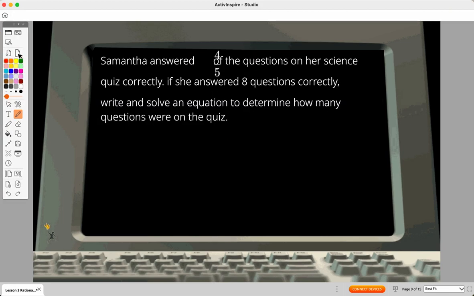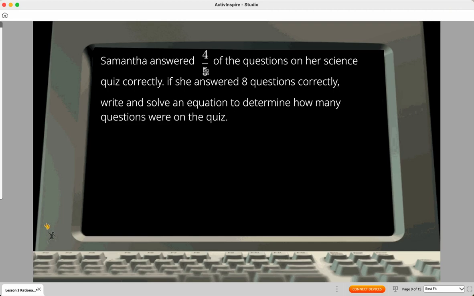All right, it is your turn to figure out how Samantha can do this. Samantha answered 4/5 of the questions on her science quiz correctly. If she answered 8 questions correctly, write and solve an equation to determine how many questions were on the quiz total.